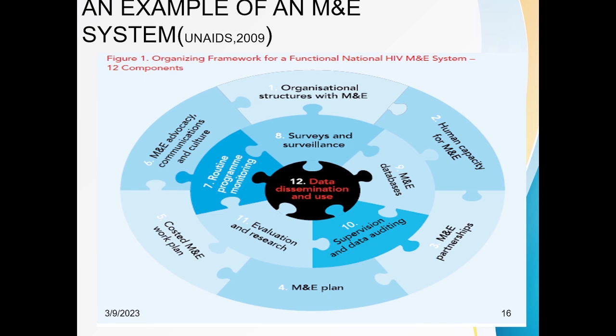So here is an example of an M&E system. Last time I looked at the components, so today I'm giving an example. This is UNAIDS, just an example of how the M&E system is. Under number 1, we have the organization structures with the M&E system.